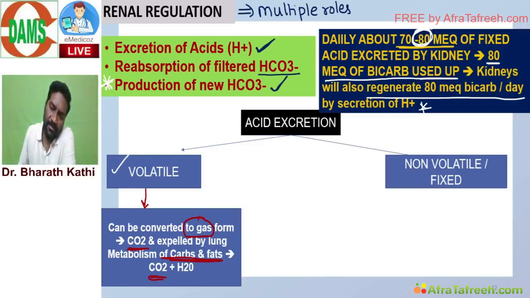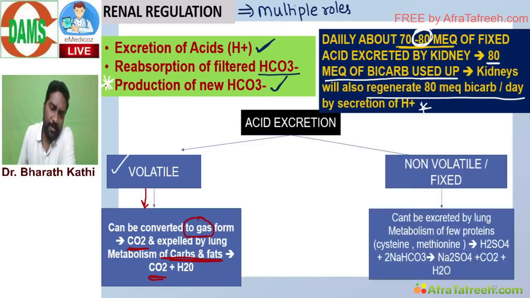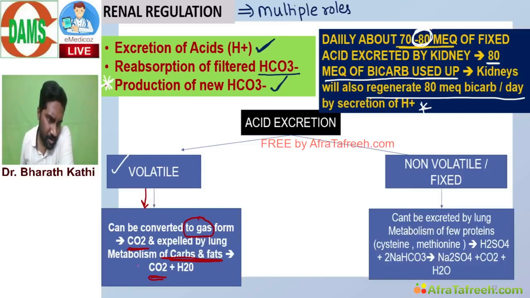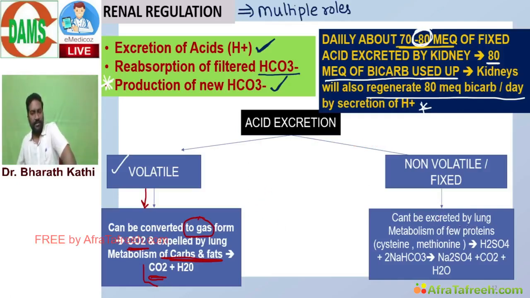Whereas there are other acids such as fixed acids. Where are they formed from? These cannot be excreted by the lung because they are not going to give CO2 ultimately. They come from metabolism of a few proteins, for example cysteine and methionine. Cysteine and methionine give rise to H2SO4, a fixed acid.